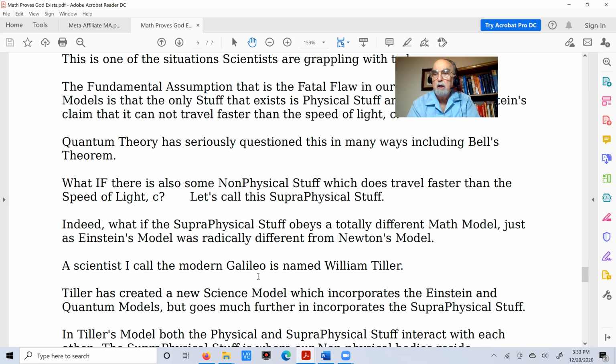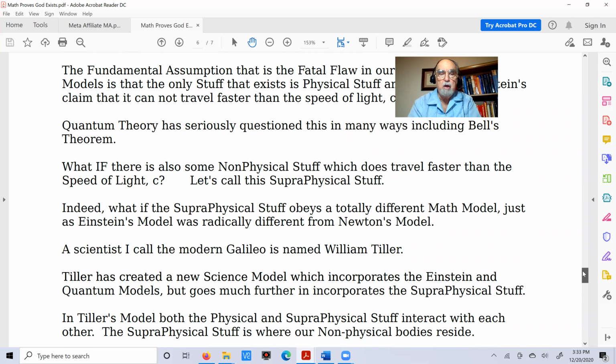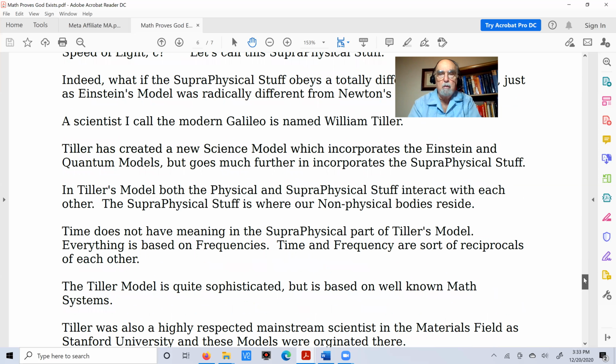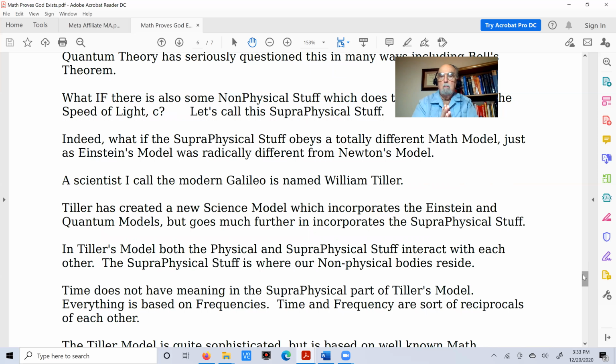Well, there's a scientist today that I consider the modern Galileo. His name is Dr. William Tiller. He's about 90 years old today in 2021. He's been doing science all of his life. He's a mainstream scientist. He worked at Stanford University, he was chairman of the material science department for a while. He was a professor there for many years, but he also studied the supraphysical stuff, because he thought it might exist, and he studied it, and he found out it does exist.